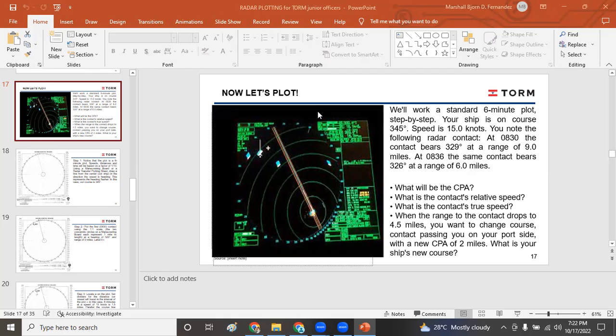Remember? The MX point, I have told you. Meaning to say, the point of MX is the point wherein you want to take action. Ibig sabihin, sa 4.5 miles, yung target mo, you want to alter your course or you want to alter your speed, whichever is applicable, para magkaroon ka ng 2 miles na CPA. Naintindihan? Kasi mag-alter ka sa 4.5 miles, ang resulta nun, given na, magkakaroon ka ng CPA na 2 miles. Now, what is your new course? Ibig sabihin, alteration of course ang mangyayari. Understood?